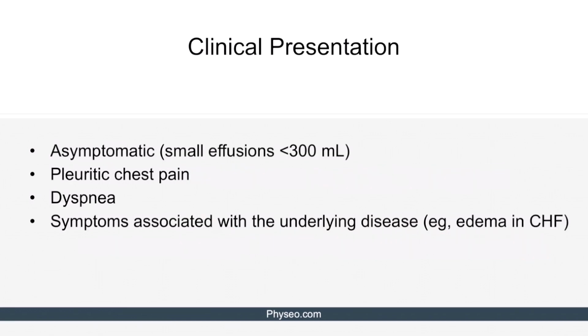Okay, moving on to the presentation. Patients with pleural effusions can be asymptomatic, especially if the effusion is small, specifically less than 300 milliliters. Symptoms such as pleuritic chest pain and dyspnea can also be present. Patients may have symptoms associated with the underlying disease, such as edema due to salt and water retention if they have congestive heart failure.